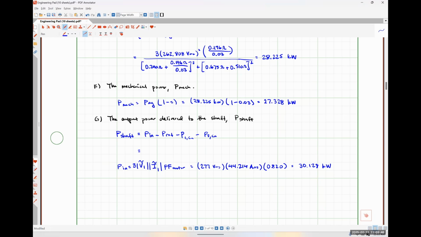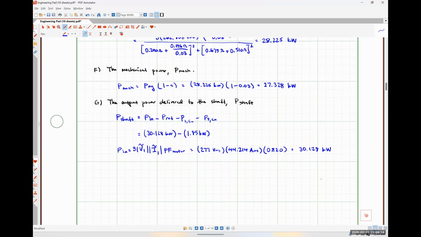All right, so our rotational losses were given to us, 1,850 watts, right? So we know what that guy is. So let's start putting things in here. So we would have 30.128 kilowatts minus 1.85 kilowatts. Now we need to figure out our copper losses in the rotor. Anybody have any thoughts on how we might do this? Excuse me, copper losses in the stator.